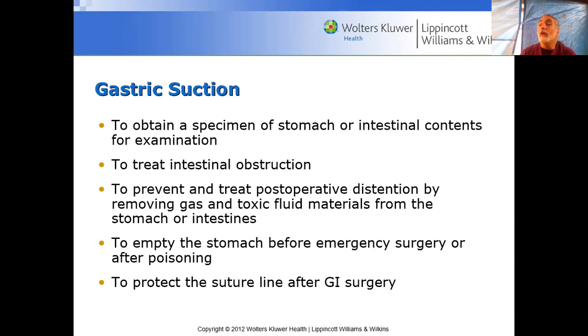So, gastric suction, why would we do this? All right, well, to get a specimen. Okay, that's to treat intestinal obstructions. Here's where a story comes in.